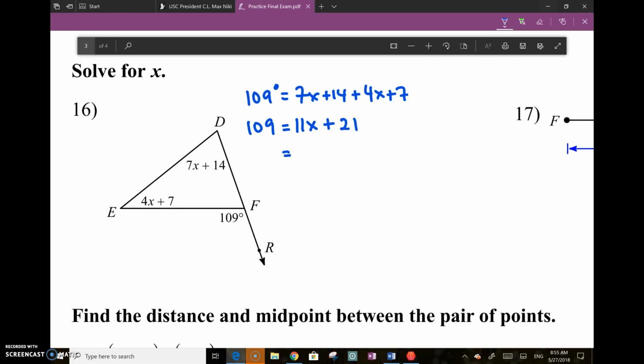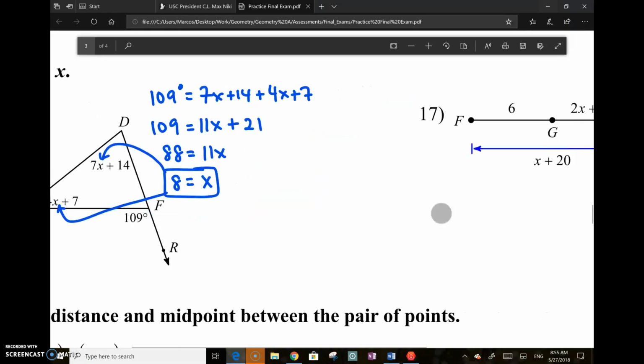And then you want to go ahead and subtract that 21 from both sides. So we have 11x here. And that would be 88 degrees. And that means that x is equal to 8. Okay. So again, x is equal to 8, not the value of the angle, just the value of x. That will help you get the value of the angle. If you were to plug this in there, you would learn the actual measurement of angle E and the measurement of angle D.